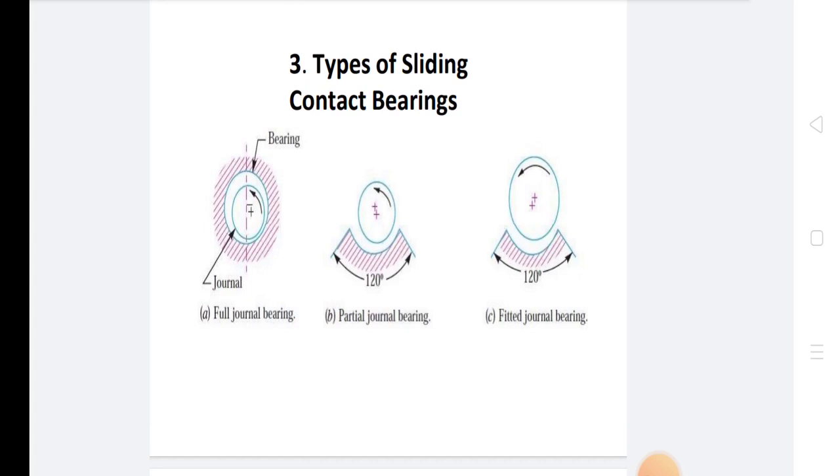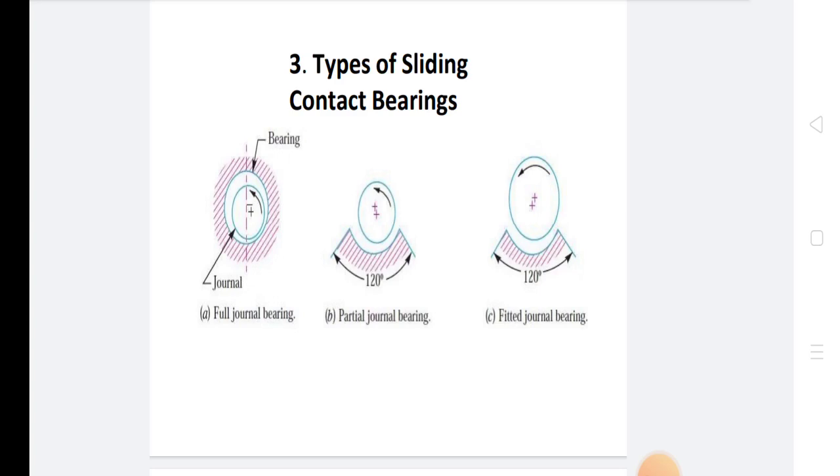Types of sliding contact bearings is a very important topic. There are two main types: one based on mode of lubrication, and the second based on relative motion between the contacting surfaces. Based on mode of lubrication there are two types: hydrodynamic bearing and hydrostatic bearing. Based on relative motion: guide bearing, journal bearing and thrust bearing. Journal bearings have two types: full journal bearing and partial journal bearing. Thrust bearings have pivot bearing and collar bearing.